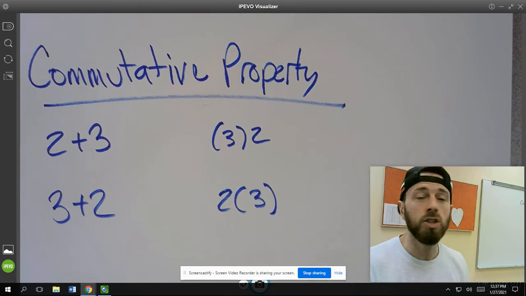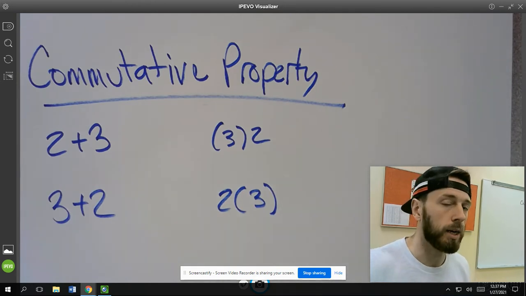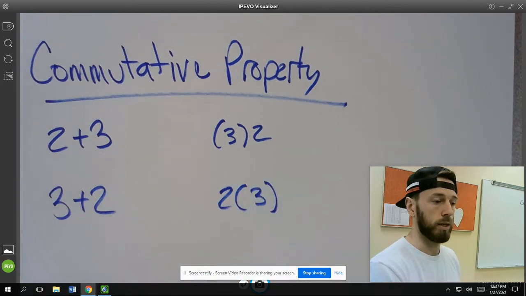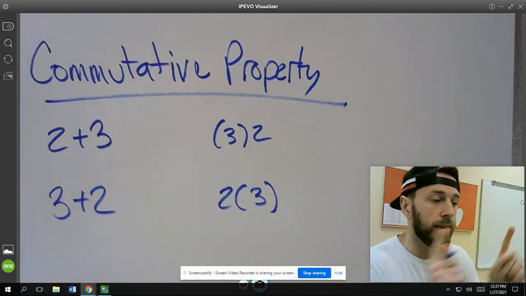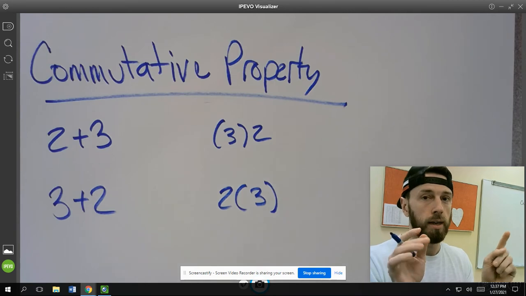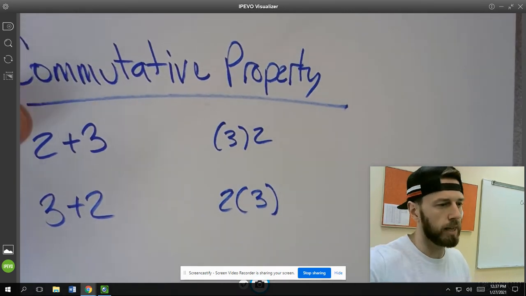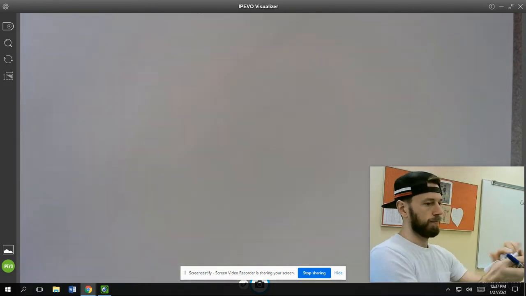Now, technically, it's the commutative property of addition that says this, and the commutative property of multiplication that says this. Notice there is no subtraction or division, because it's not true for subtraction and division. We only have the commutative property of these two things. Doesn't matter what order they're in, they could change orders, and it's still a true statement. That's the commutative property. Again, something you may have already known.